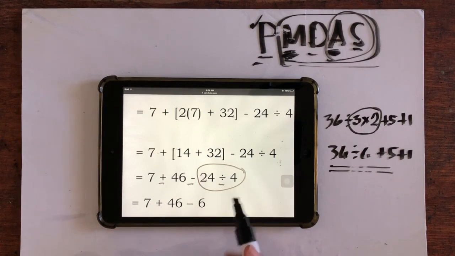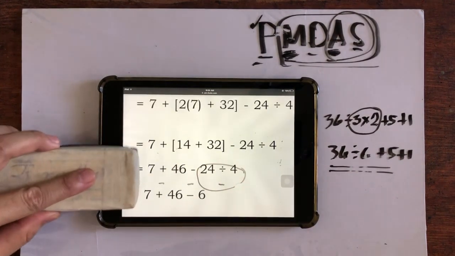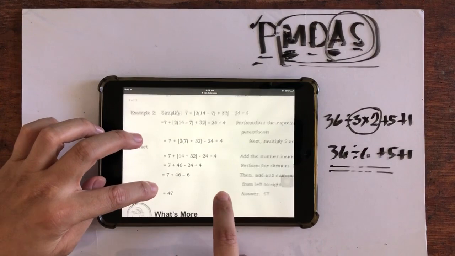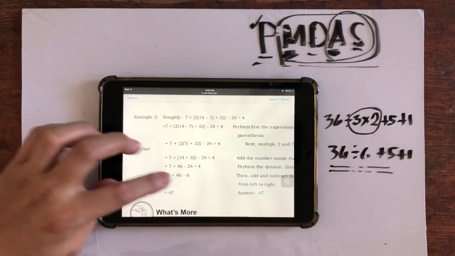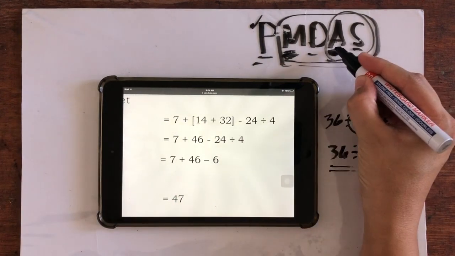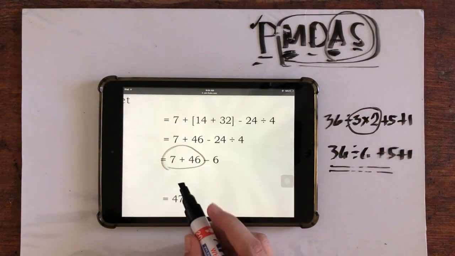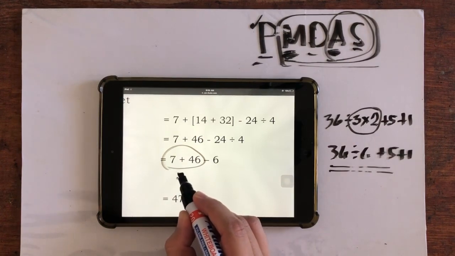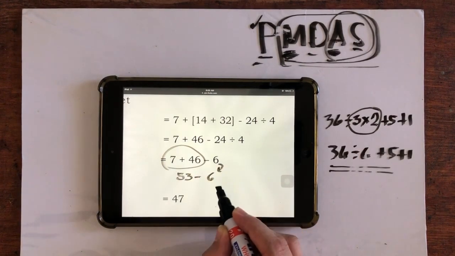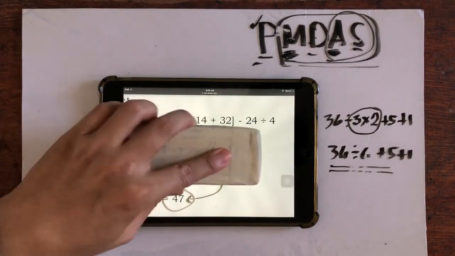Okay? So, ang natira sa atin ay, ayan, 7 plus 46 minus 6, which will give you 47. Bakit? Kasi, kailangan muna natin na i-add. Remember, addition muna bago subtraction. So, add muna yan. 7 plus 46 will give you 53 minus 6. Kaya naging 47. Okay? So, that's just it naman.